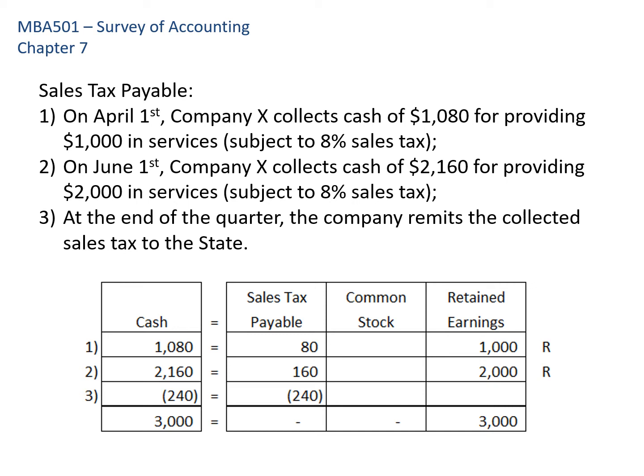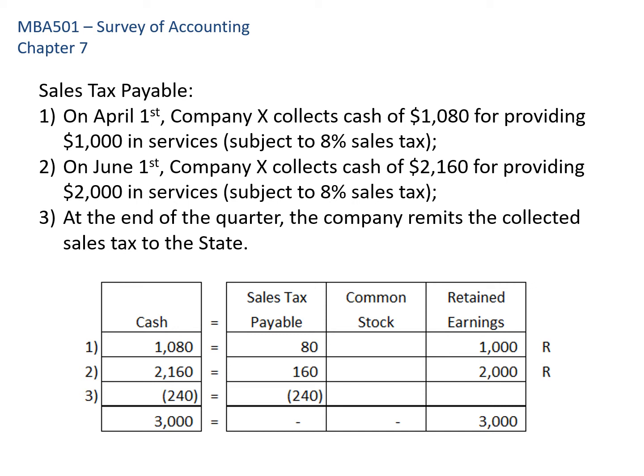So in this case, I have a simple example of an 8% sales tax. So on April 1st, Company X collects $1,080 for $1,000 in services that they provide to a customer. So again, they're charging the customer $1,000, but they have to collect an extra $80. In this case, the business is a conduit. They're collecting that money from a customer, and then in turn, they're remitting it on to the state government.